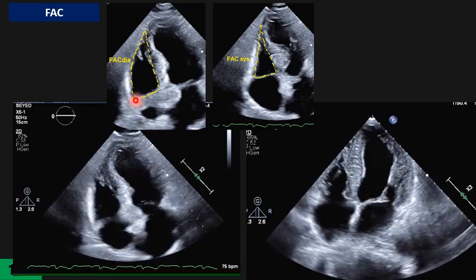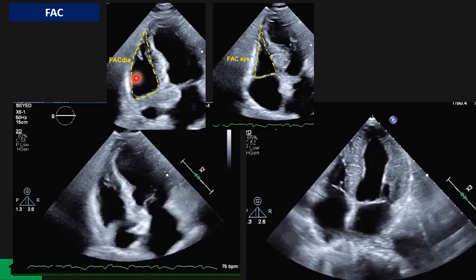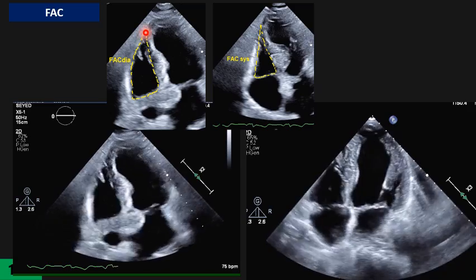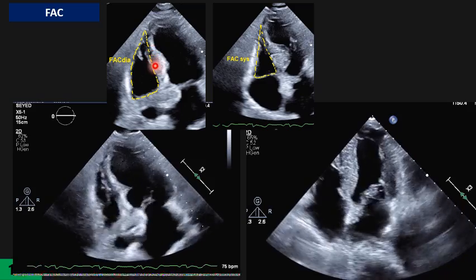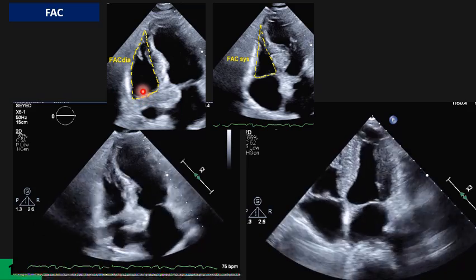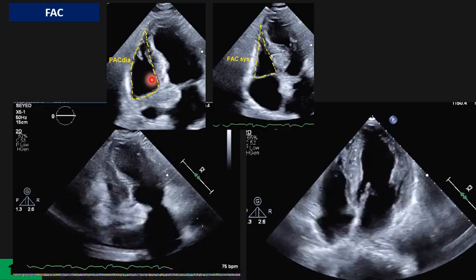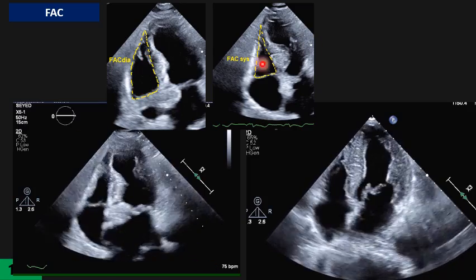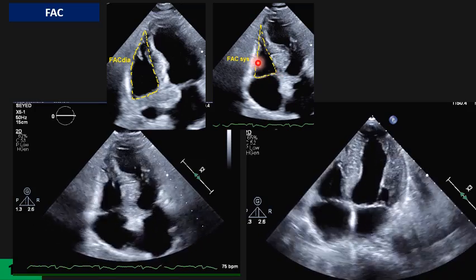Then we trace from the tricuspid annulus and cut the trabeculation. We don't include trabeculation and papillary muscle. We go close at the apex of the right ventricle, then trace the compact septum and then end it at the tricuspid annulus. Double click on the machine. If you use the calc button on the machine, it automatically calculates for us the area of the right ventricle at diastole. Then we go at the end of the systole, that corresponds almost with the end of the T wave in the EKG.